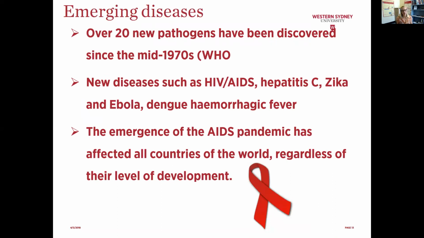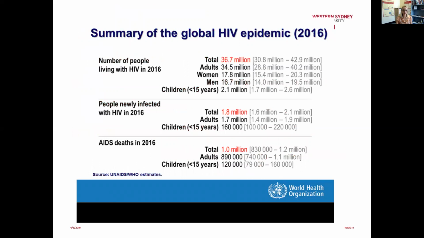The emergence of the AIDS pandemic 30 years ago has had a devastating effect across the globe. So it's not just those developing countries that we often focus on, but it's had a devastating, catastrophic effect globally in different and specific populations that we need to be considering as well. Thinking about this in absolute numbers, a summary of the global HIV epidemic as of 2016: 36.7 million people are affected globally, 2.1 million of those children, and there are still 1.8 million newly affected.